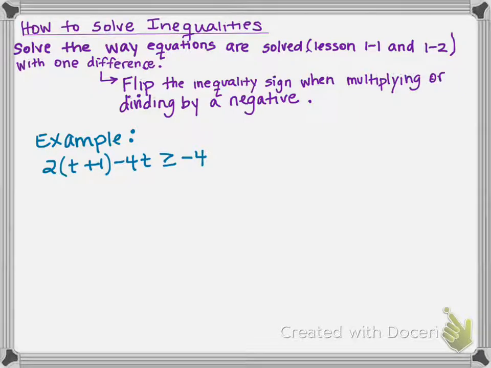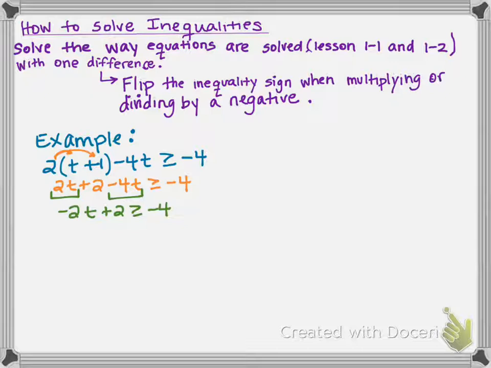I have 2(t plus 1) minus 4t is greater than or equal to negative 4. So I'm going to start as usual and distribute that 2. I have 2t plus 2 minus 4t is greater than or equal to negative 4. I do have to combine like terms. I see that I had that 2t and negative 4t. Together that makes negative 2t plus 2 is greater than or equal to negative 4.